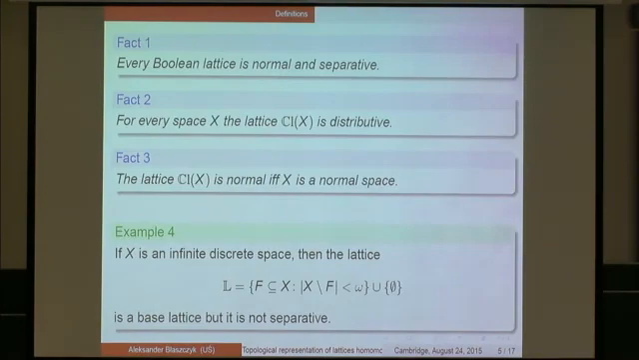Now some trivial facts. Every Boolean lattice is normal and separative, completely trivial. For every space, the lattice of all closed subsets is distributive. Even more, every sublattice of a distributive lattice, I mean the lattice of all subsets of a given set, is always distributive. And the third fact: the lattice of all closed subsets of a space is normal if and only if the space is normal and T1, where T1 is always assumed, meaning that one-point sets are closed. As a bad example, if we have an infinite discrete space, then the lattice L of cofinite sets plus 0 is a base, but it is not separative. So not every base will be good for our purposes.